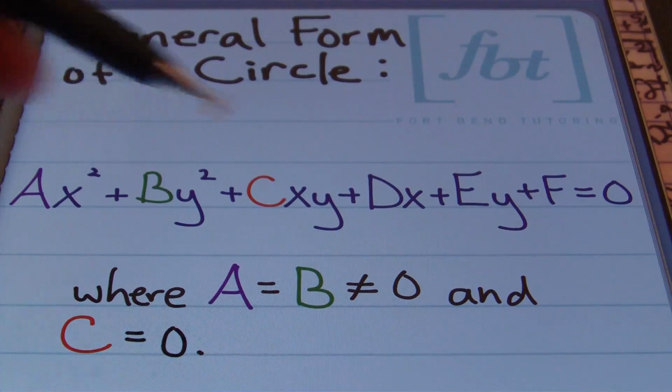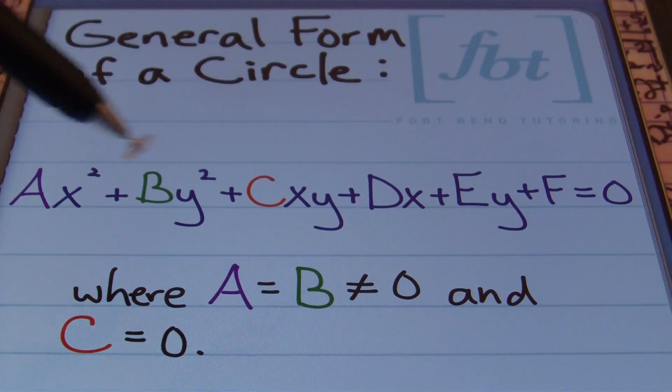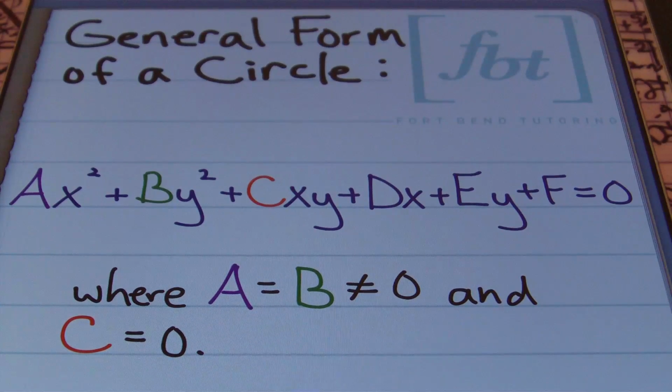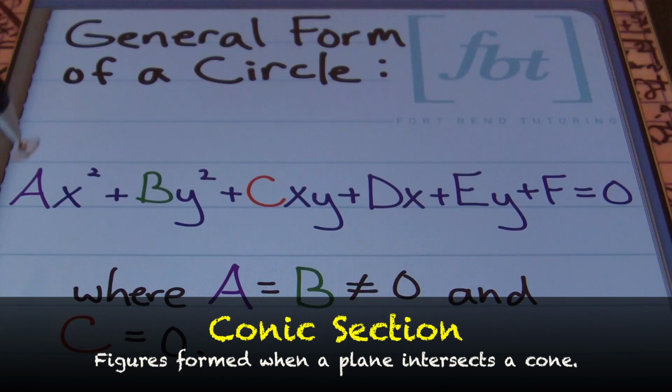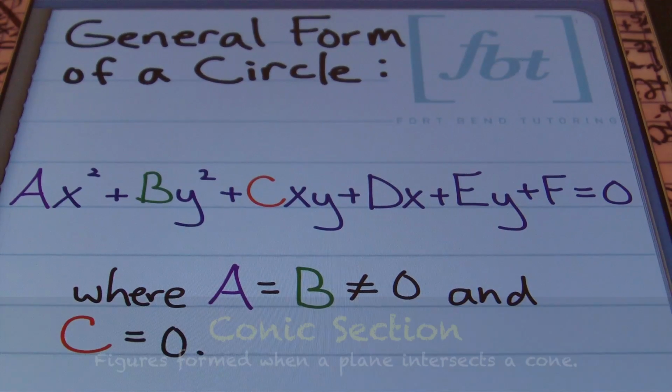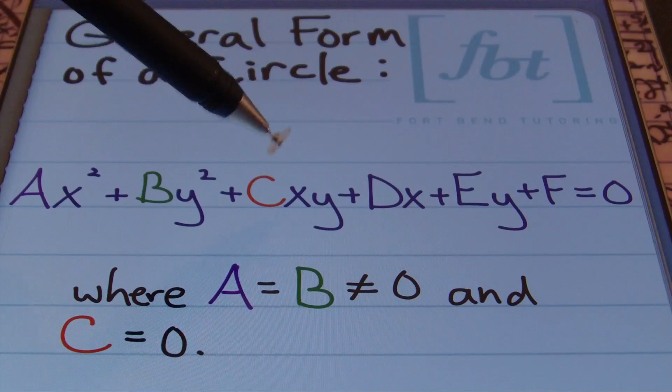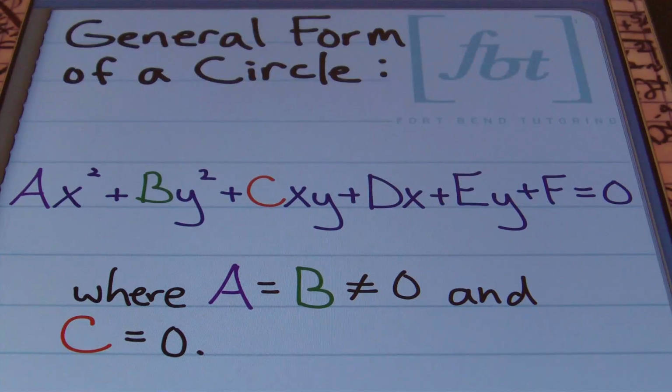So basically the equation that you see before you is the general form of a conic section, all right? And anytime the A and the B value equal one another, but they do not equal 0, and C equals 0, then you're dealing with a circle. So you won't have this term right here, that's CXY. It'll be gone because C equals 0, but your A value and your B value will be the same. That's how you know that you're dealing with a circle.